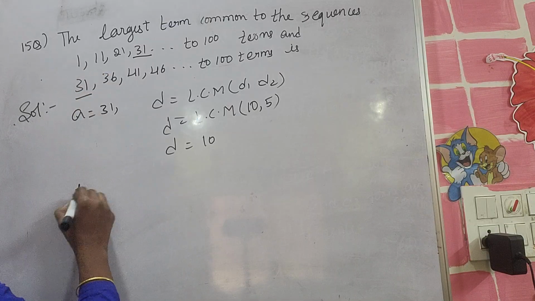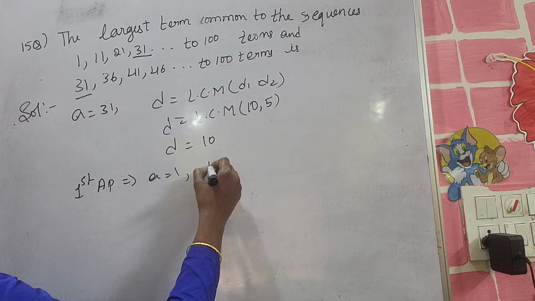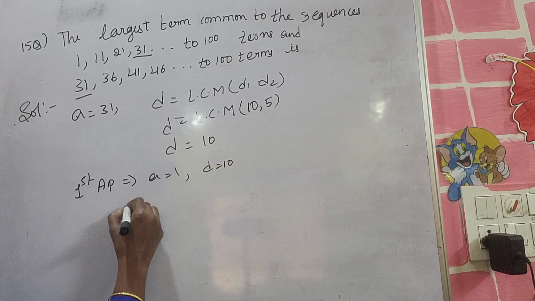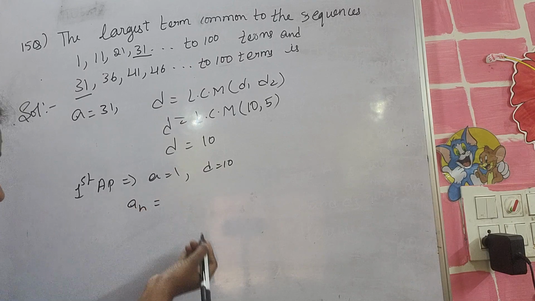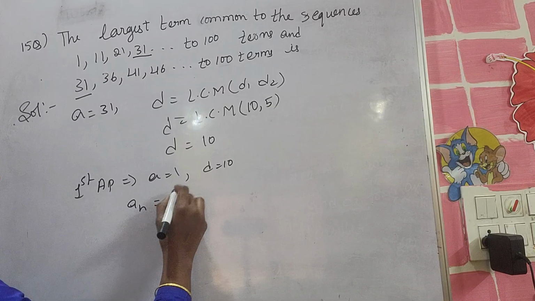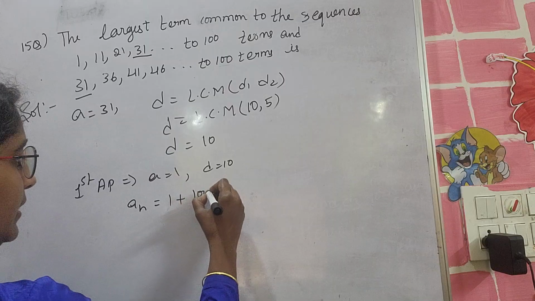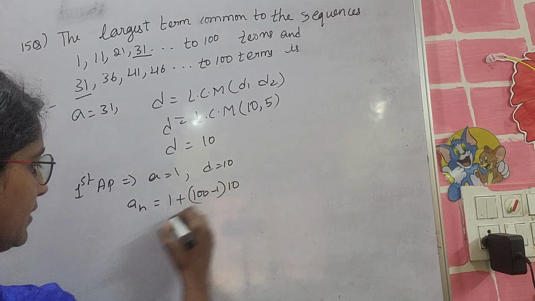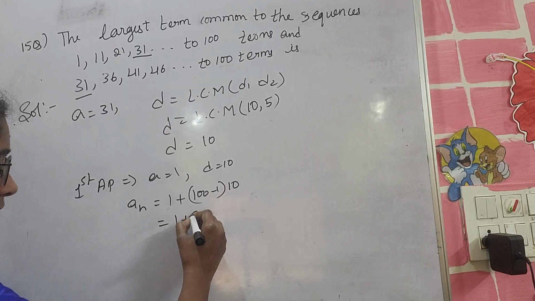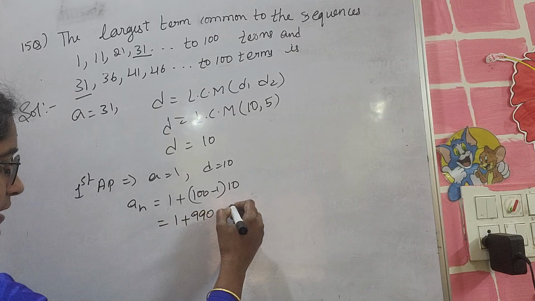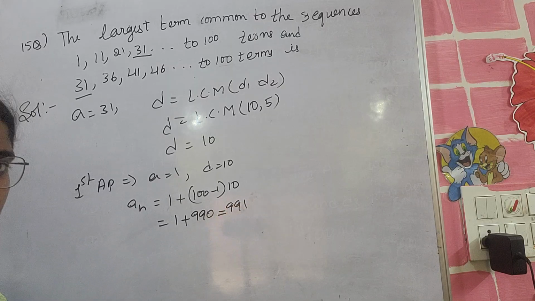For the first AP, A is 1 and the common difference is 10. So AN, we have to find it. AN is A plus N minus 1 into D. So 1 plus 100 minus 1, into D which is 10. So here 1 plus 99 into 10, 990. So 991 is the last term of the first series.